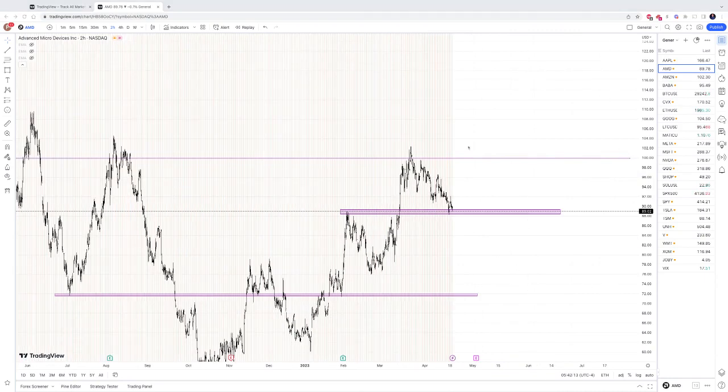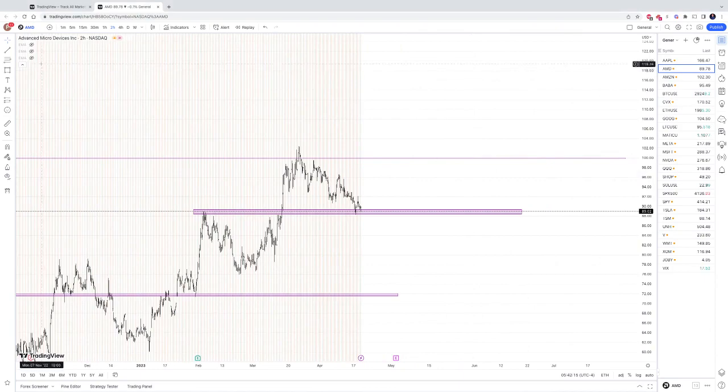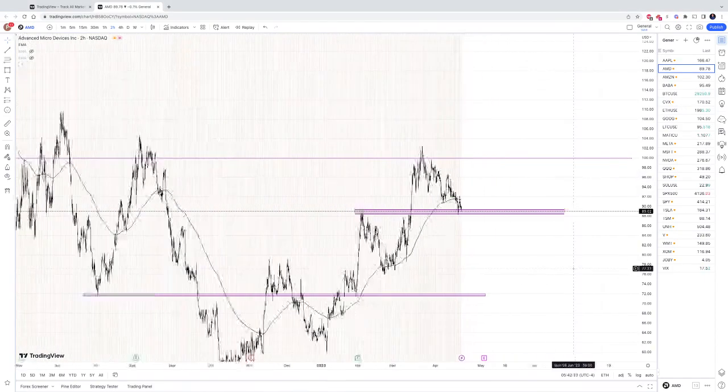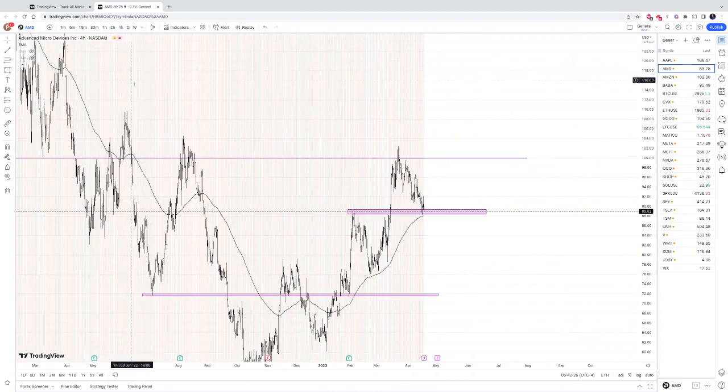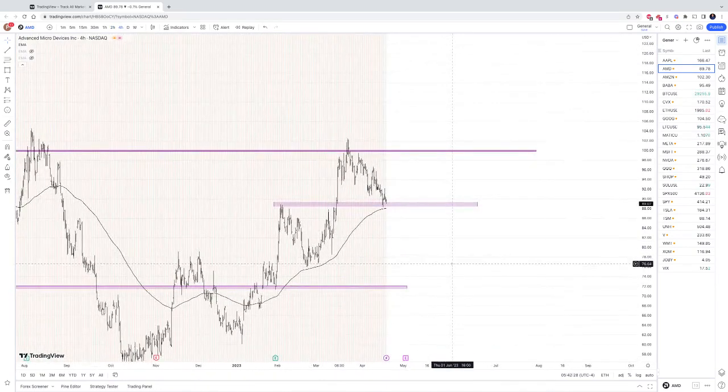All right, another analysis that we can look at is the 200-day moving average analysis. So this is on the 2-hour time frame. There's a couple of ways you could do this. Either you can look at the 4-hour or the 2-hour. So some stocks work better on a 4-hour time frame for the 200-day moving average, whereas some work better on the 4-hour or 2-hour time frame.